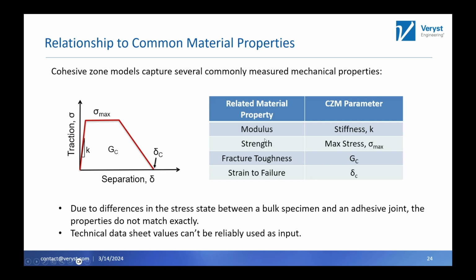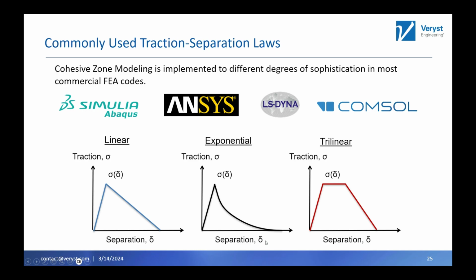The problem is, you could just take these values and plug them in a CZM, and you might do okay, but there are pretty significant differences in the stress state between a bulk specimen and an adhesive joint. So these properties will, I would say, never match exactly, and it's very hard to predict in our experience. So that means that, again, the technical data sheet values aren't really going to be valuable as input.